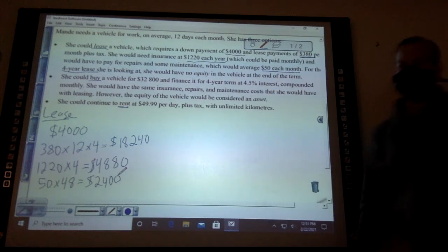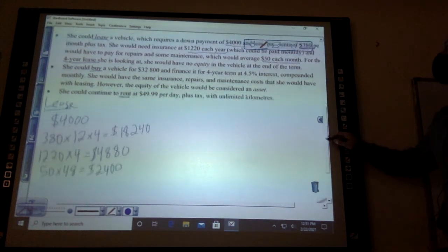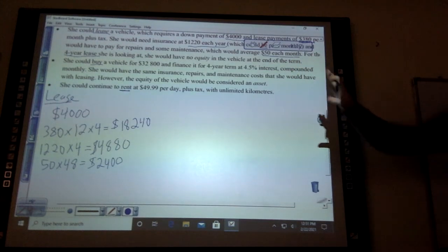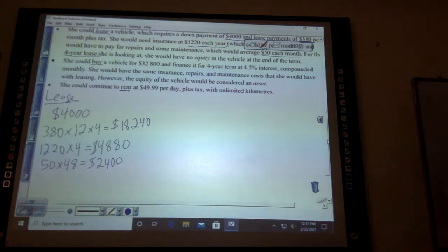Anything else we're paying? What does it say? No equity. Don't care about that. Is there any question on this and what we're doing? Or is this making sense? So we're just figuring out what's the total amount that I'm paying. So from here we just add everything up.